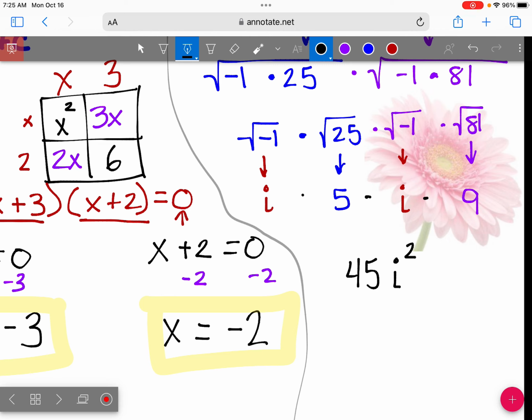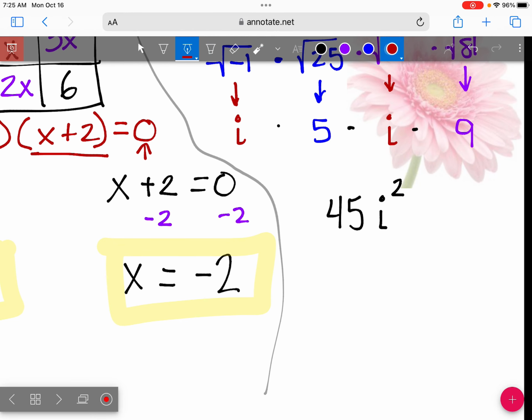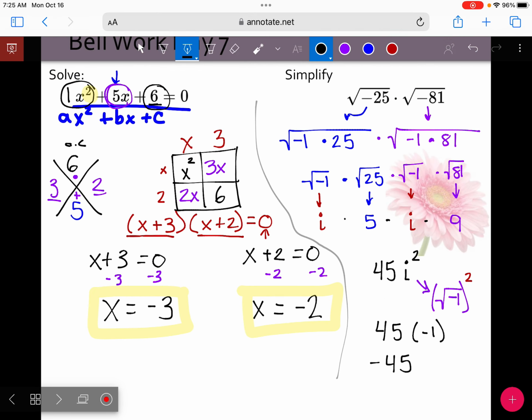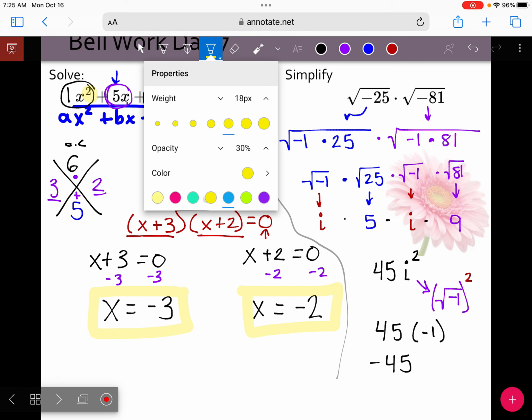i squared is all well and good, but we can simplify that a little farther. Because if we remember, i actually is the square root of negative 1. If we have the square root of negative 1 squared, what do we have left? Just negative 1. So this is 45 times negative 1, also known as negative 45. So our solution here is negative 45.